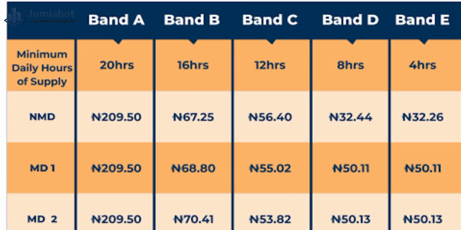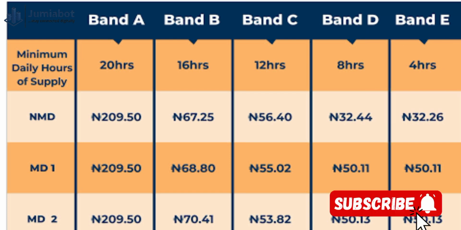Yes, that's very much. If you are in band B, you'll be getting 16 hours of electricity. If you are in band C, you'll be getting 12 hours of electricity. And if you are in band D, you'll be getting at least 8 hours of electricity. Lastly, if you are in band E, you'll be getting just 4 hours of electricity. So you can see, these bands are shared into different locations, and you can find it on the Ibadan portal. Just search for it and look at the band you are.